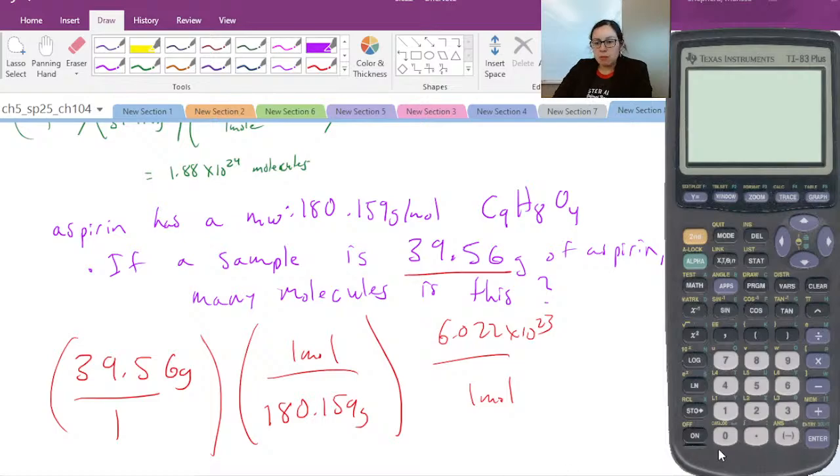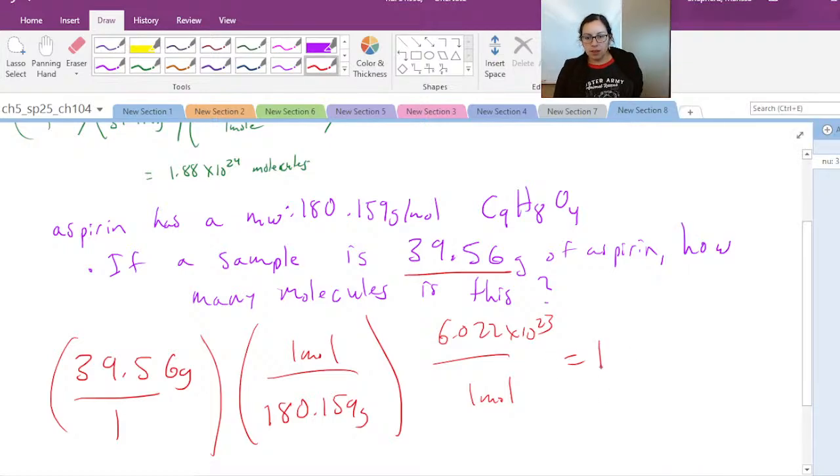So let's see what we get. So 39.56 divided by our molecular weight. So about 0.22 moles, and then multiply that by our Avogadro's number. All right, so then we should have this many molecules, so 1.32 times 10 to the 23rd roughly. So I see some nods.